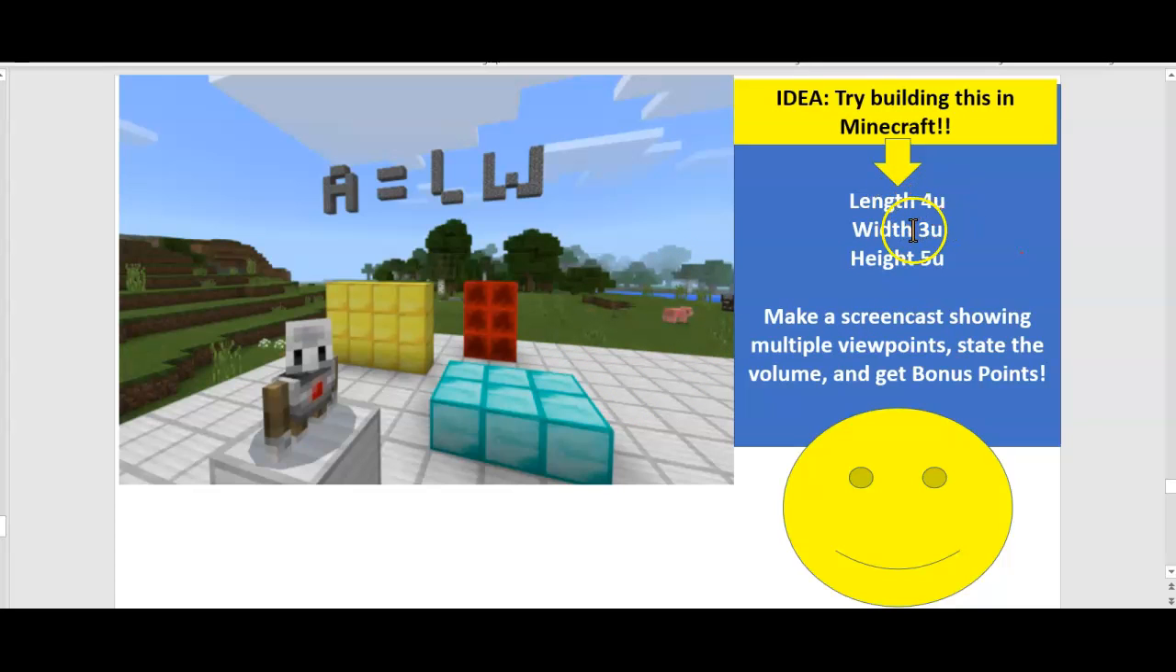Do 4 units by 3 units by a height of 5 units. Make a screencast showing multiple viewpoints. State the volume and get bonus points. And maybe you can teach me how to do it, and I'll give you even more bonus points.